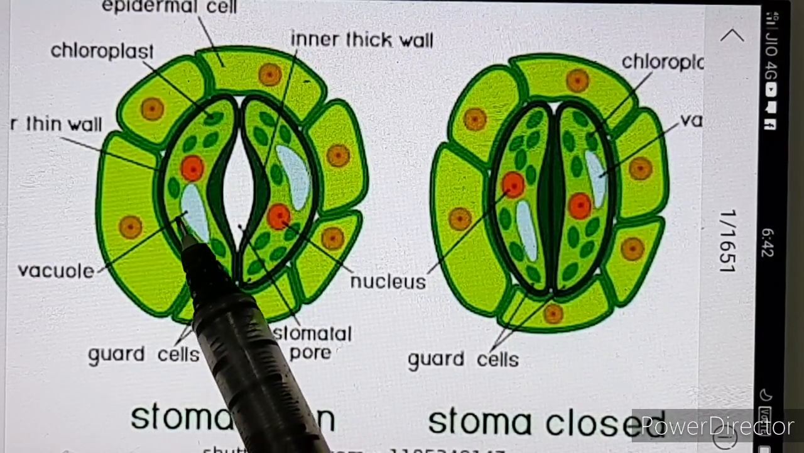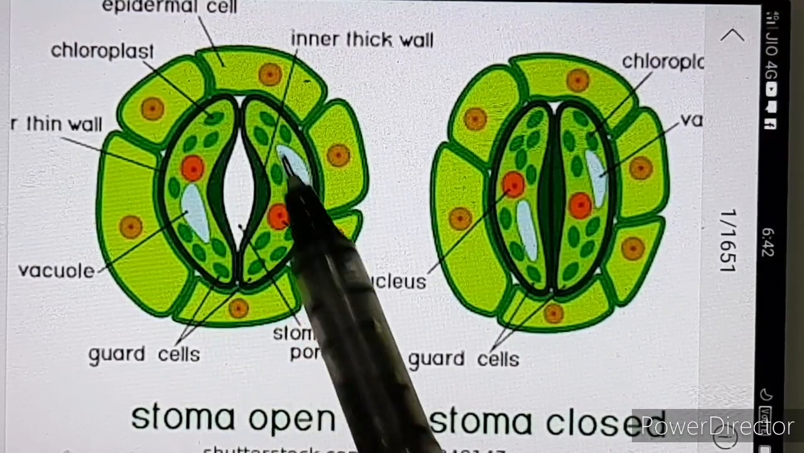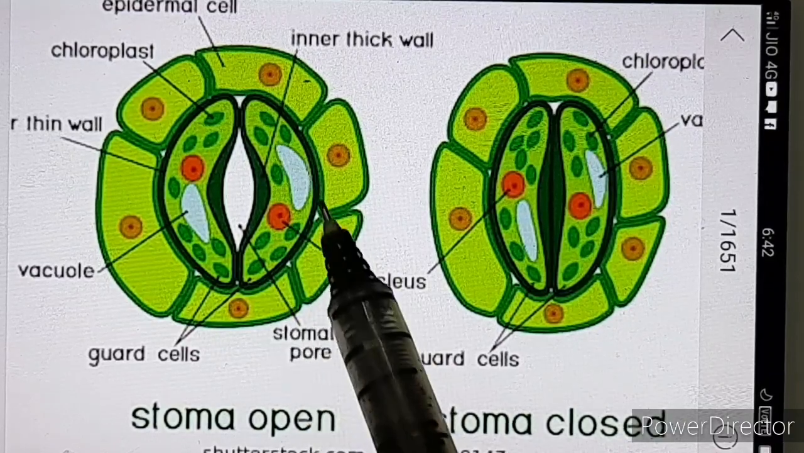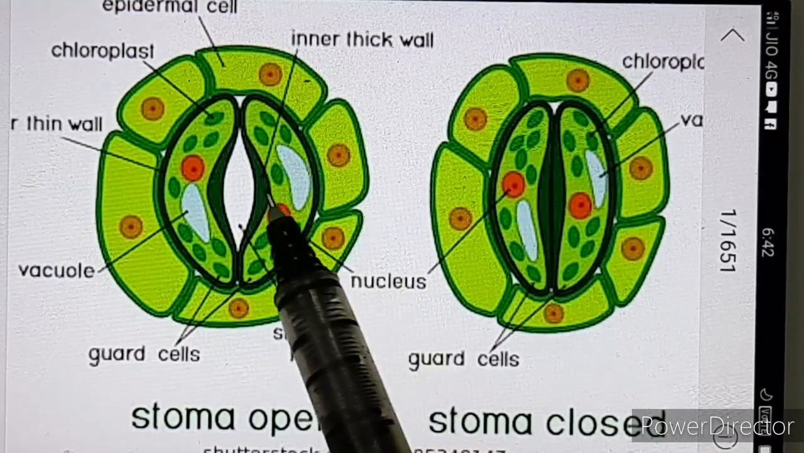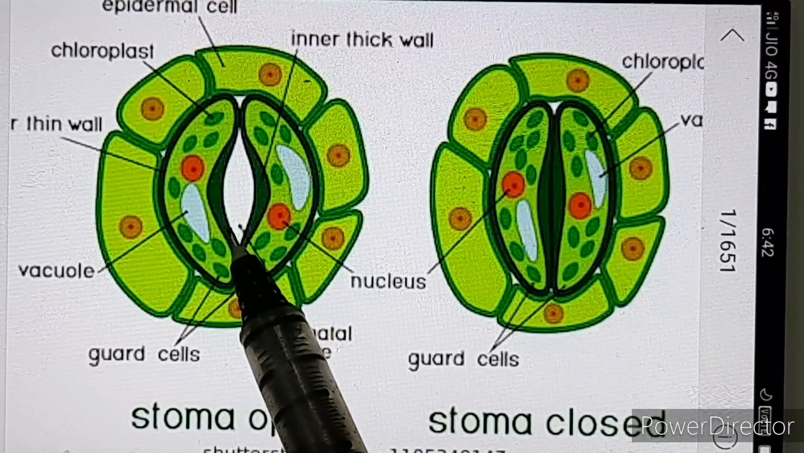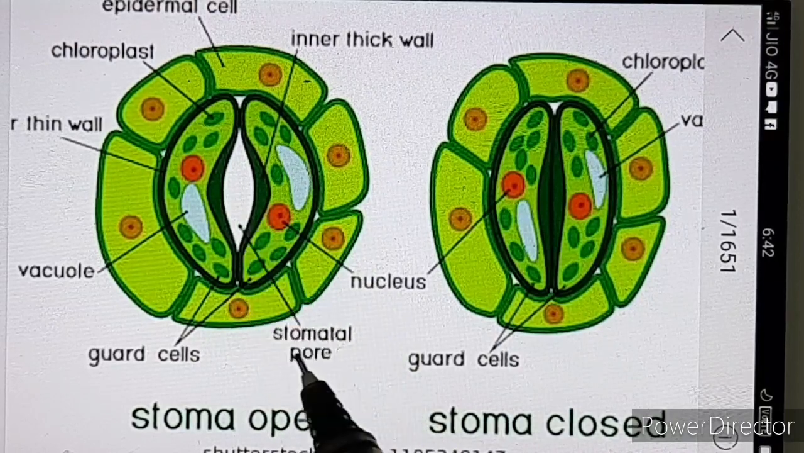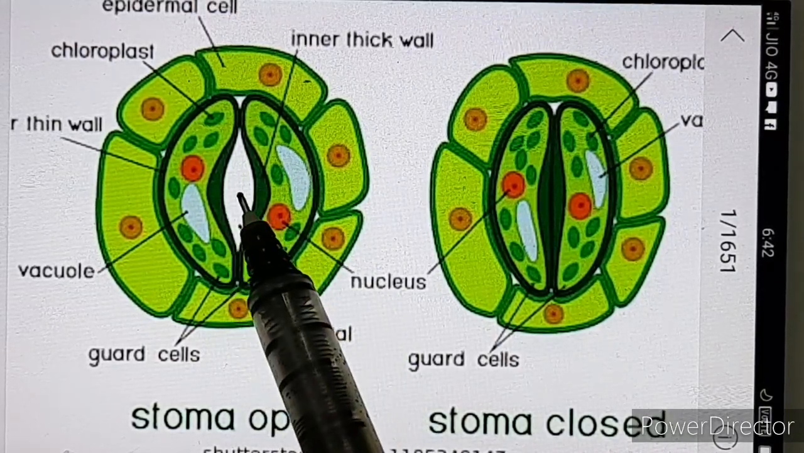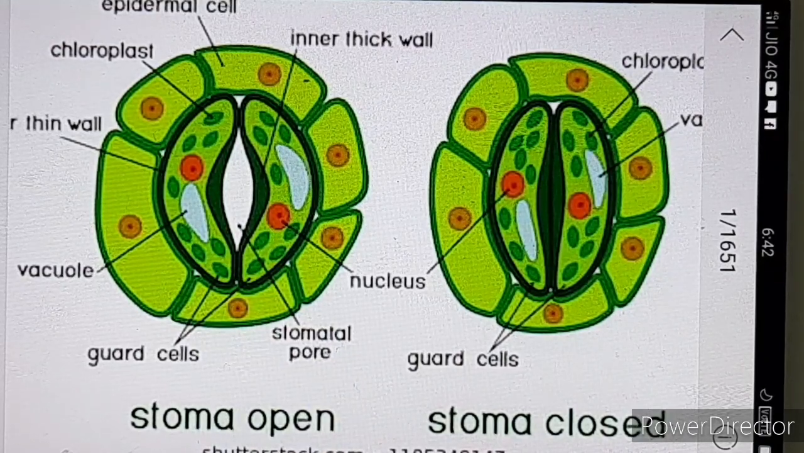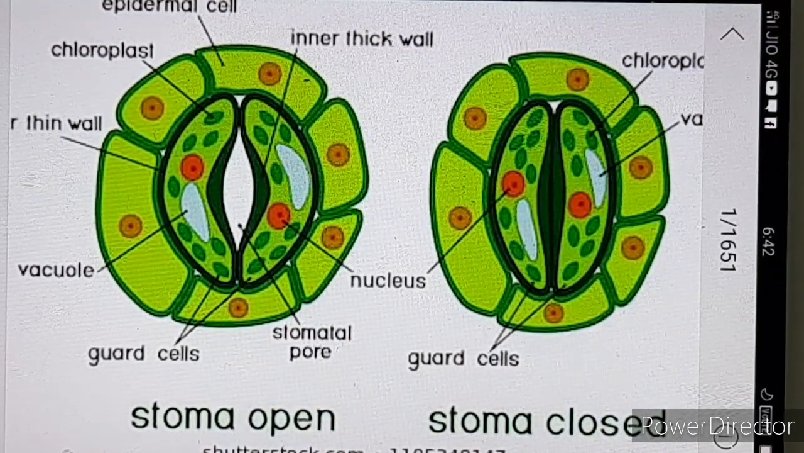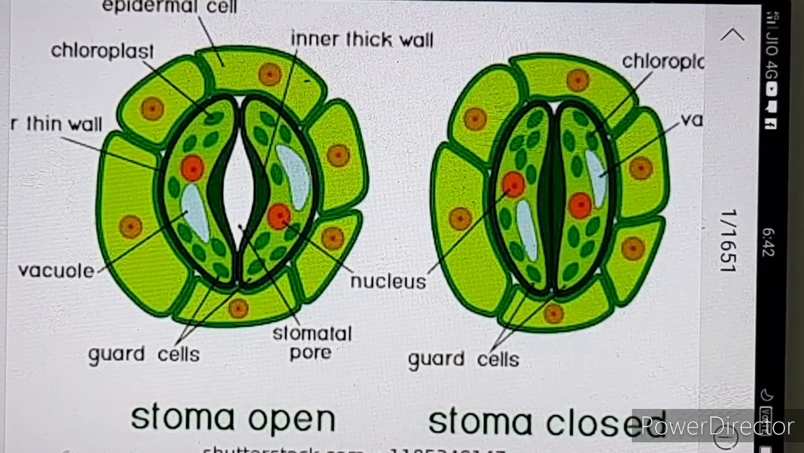Due to endosmosis, the guard cells swell. The outer wall gets arched outside, and consequently the inner walls also open, causing the stomatal pore to widen and allowing respiration, that is exchange of gases, to take place, and also transpiration.